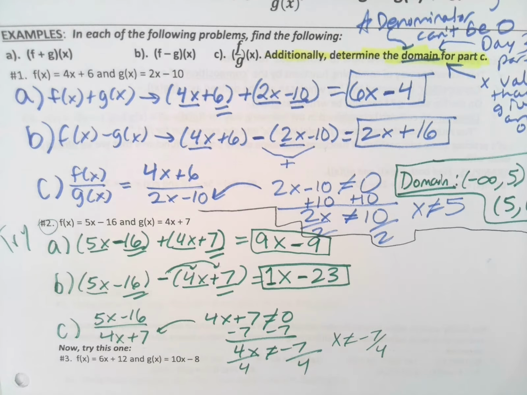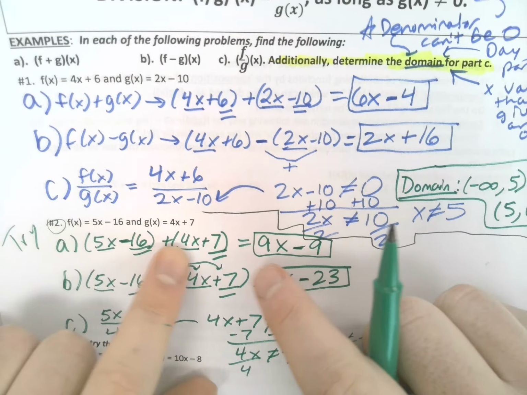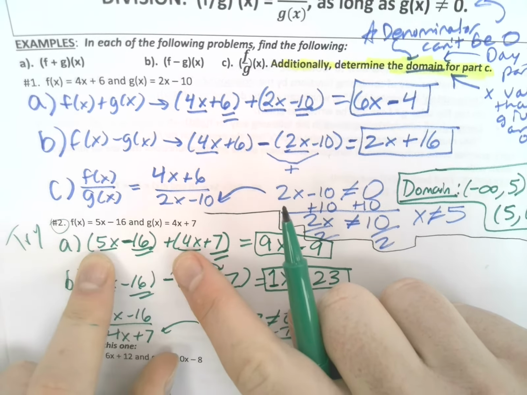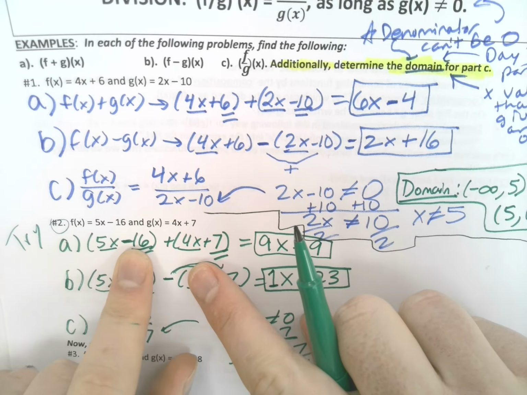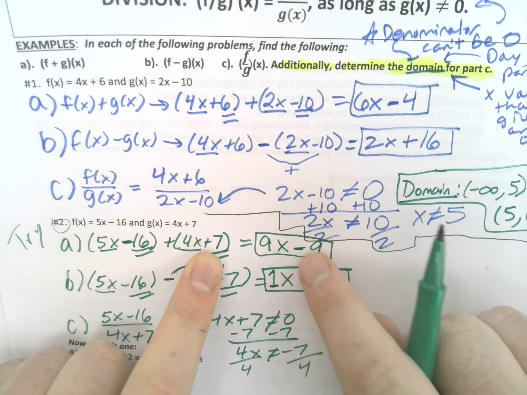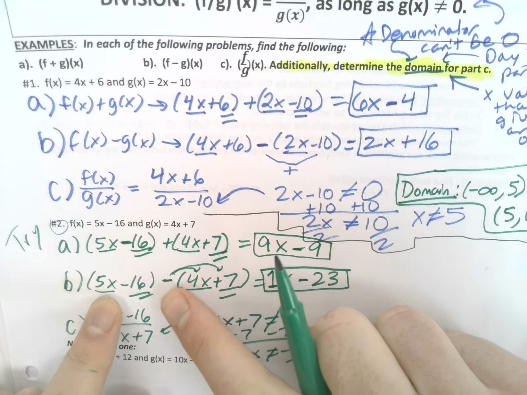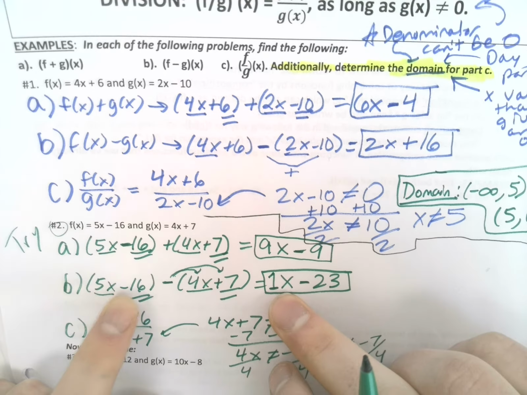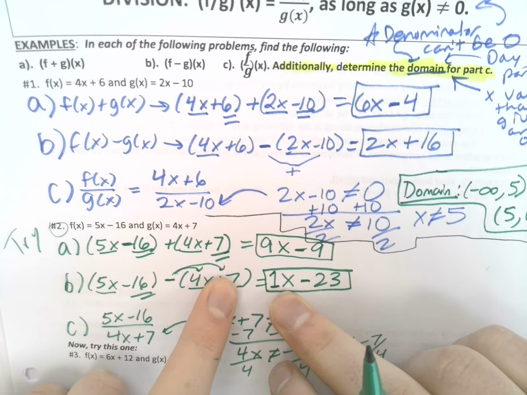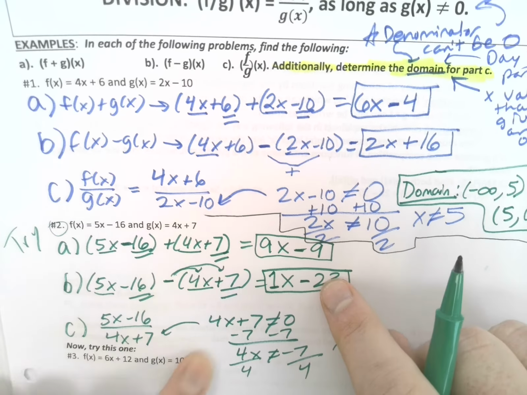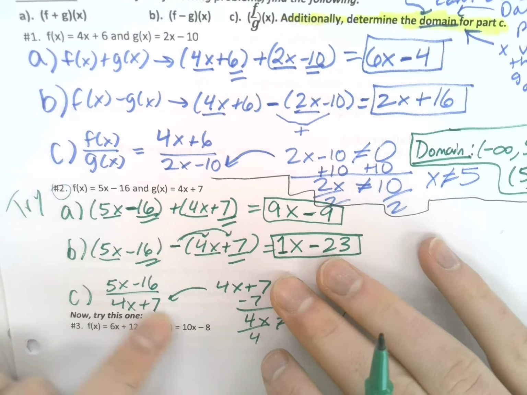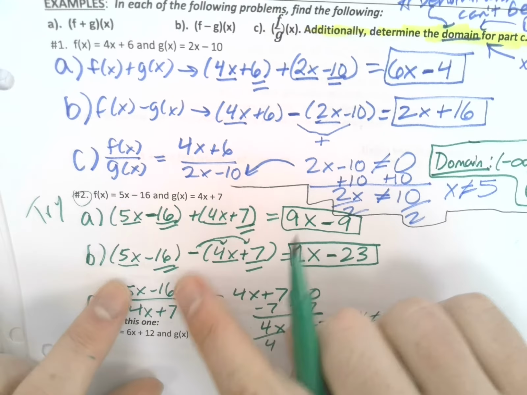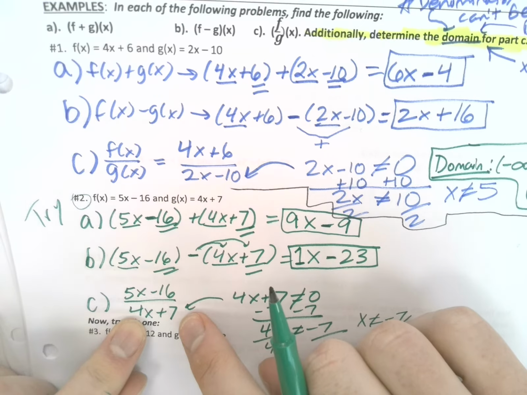All right, let's see how you guys did. So, here is part A. We add these two functions together. 5x plus 4x gives you 9x. Negative 16 plus 7 gives you negative 9. 5x minus 4x gives you 1x. Or you could have just put x there. You don't have to put the 1. Then negative 16 minus 7 gives you a bigger negative. That'd be negative 23. And then finally, we divide f over g, 5x minus 16 divided by 4x plus 7.